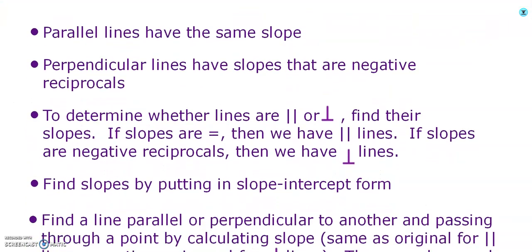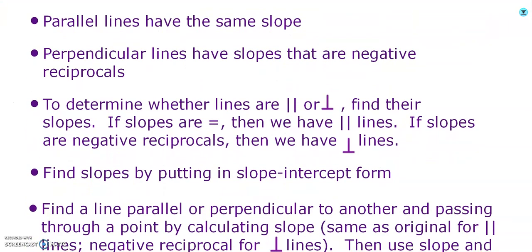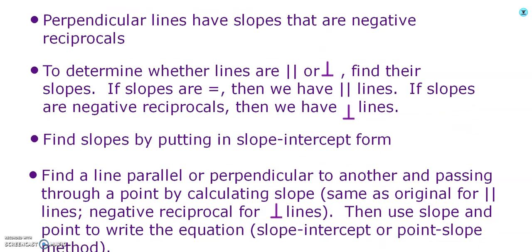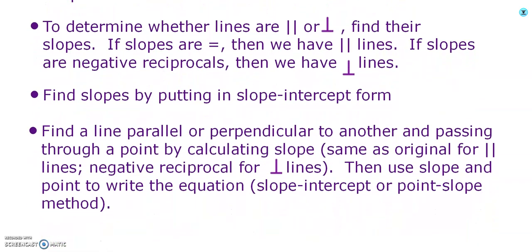Let's review. Parallel lines have the same slope. Perpendicular lines have slopes that are negative reciprocals. To determine whether lines are parallel or perpendicular, find their slopes. If the slopes are equal, then we have parallel lines. If the slopes are negative reciprocals, then we have perpendicular lines. You find your slope by always putting it into slope-intercept form. To find a line parallel or perpendicular to another that passes through a given point, we need to either use the same slope for parallel or the negative reciprocal for perpendicular, put it into point-slope formula, and then solve.